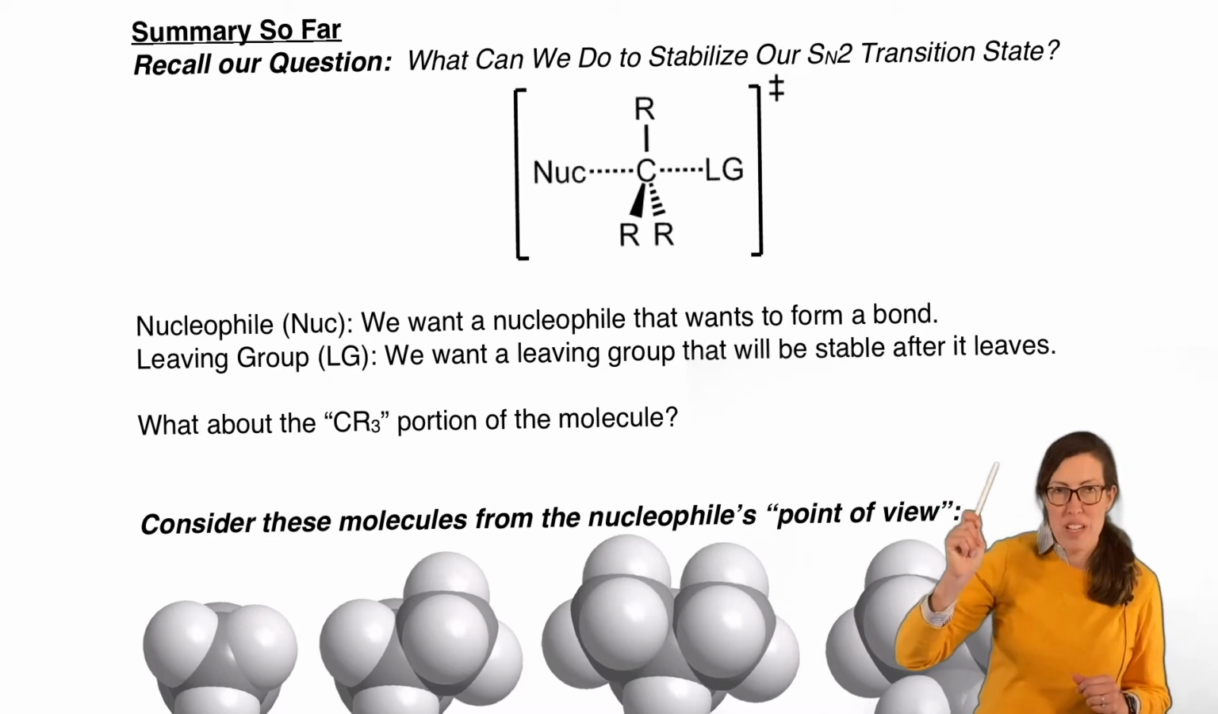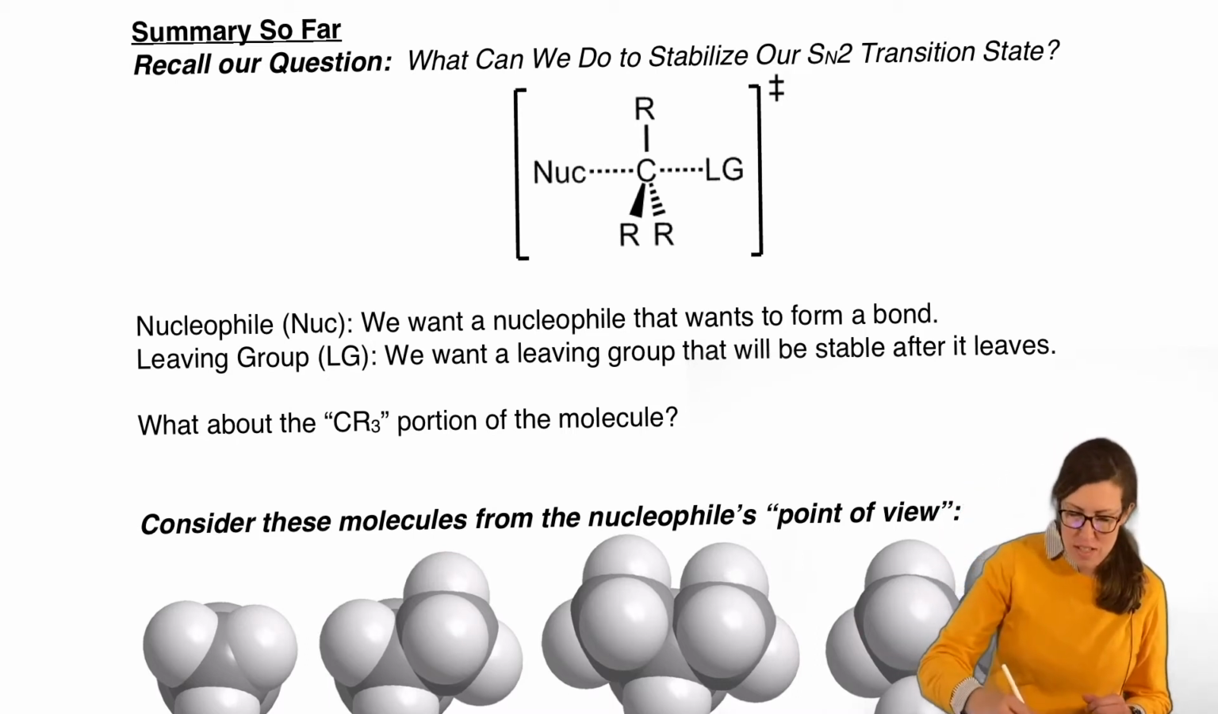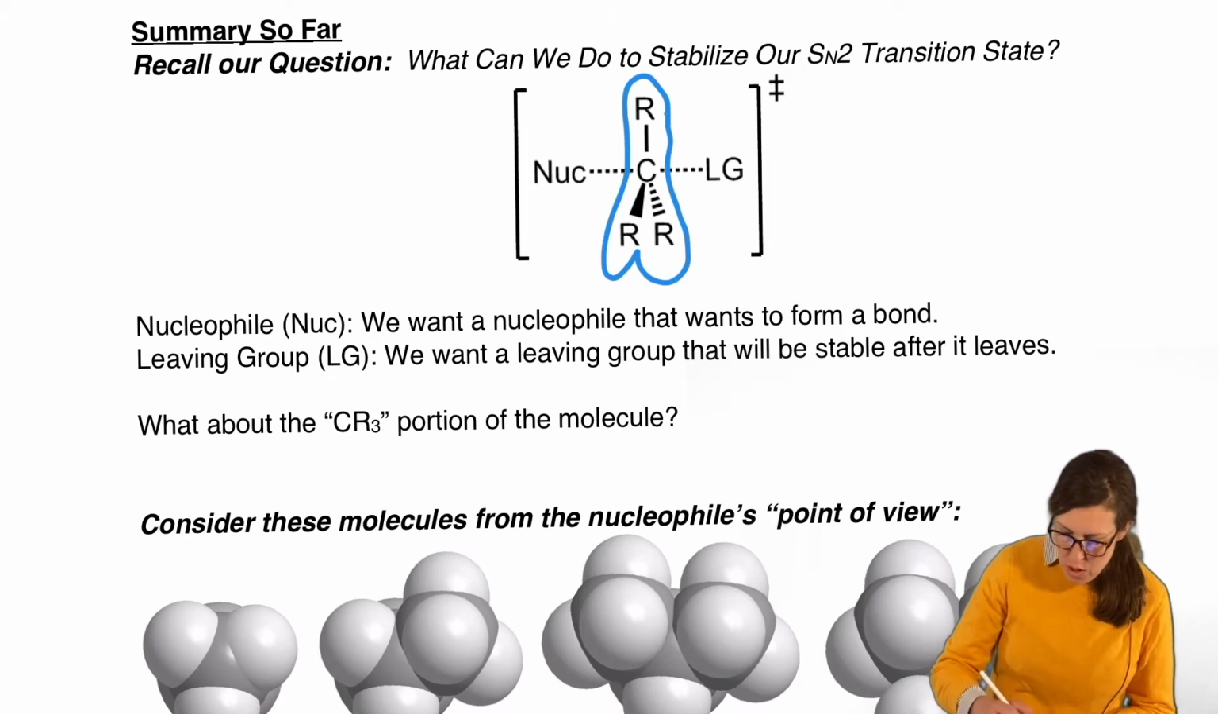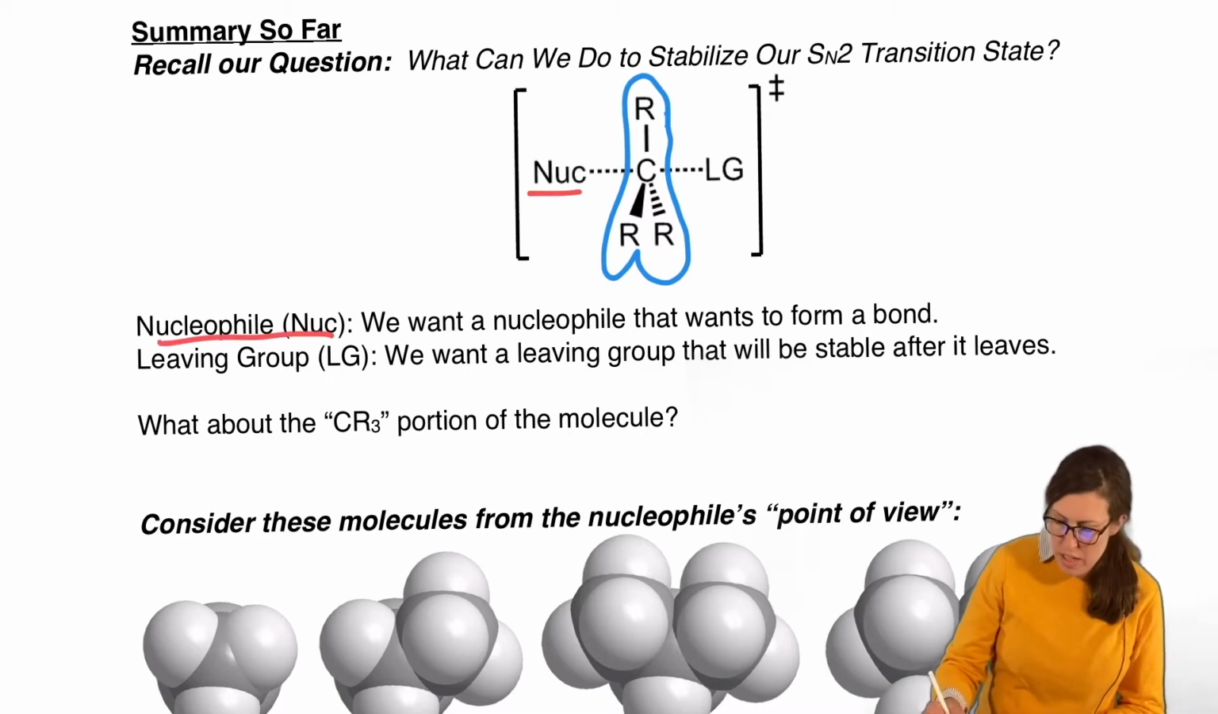Remember where we left off? We have covered how to stabilize all aspects of our transition state so far, except what we do at the substrate. So let's summarize real quick. In other words, nucleophile. We want a nucleophile that wants to form a bond. We need a strong nucleophile, right?